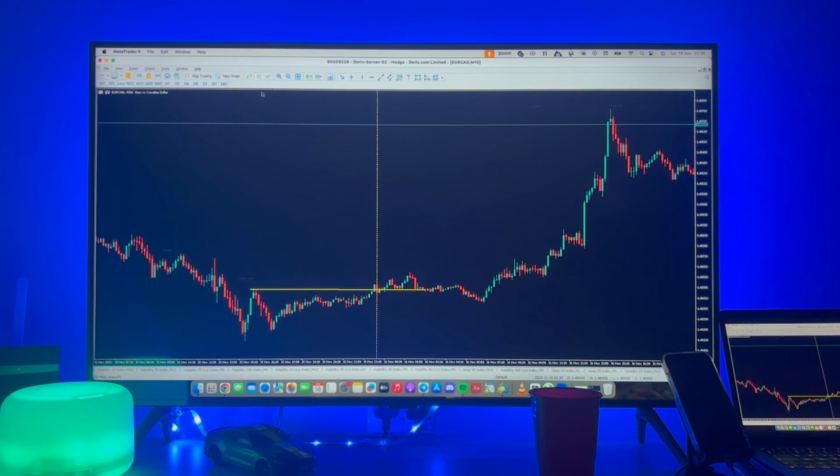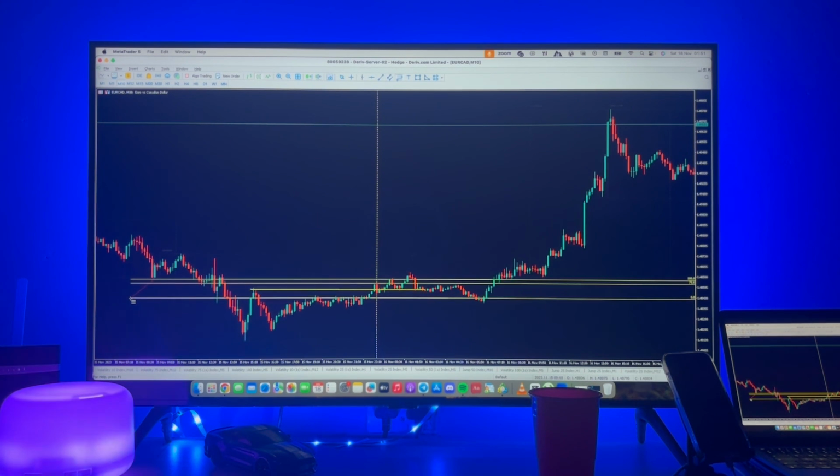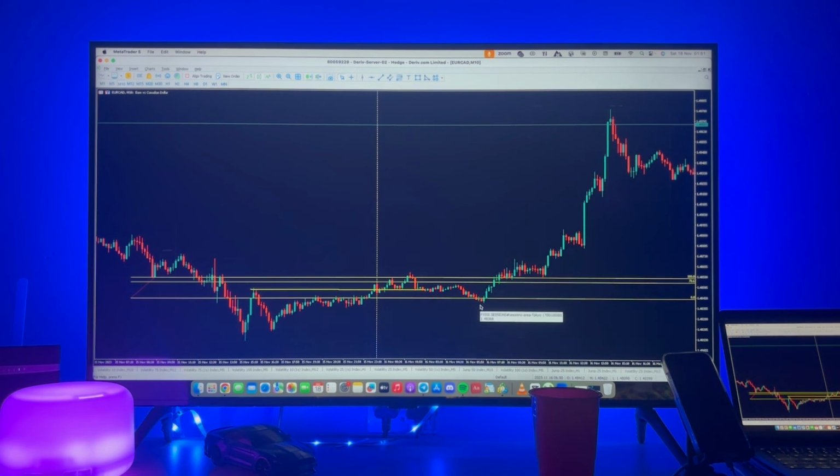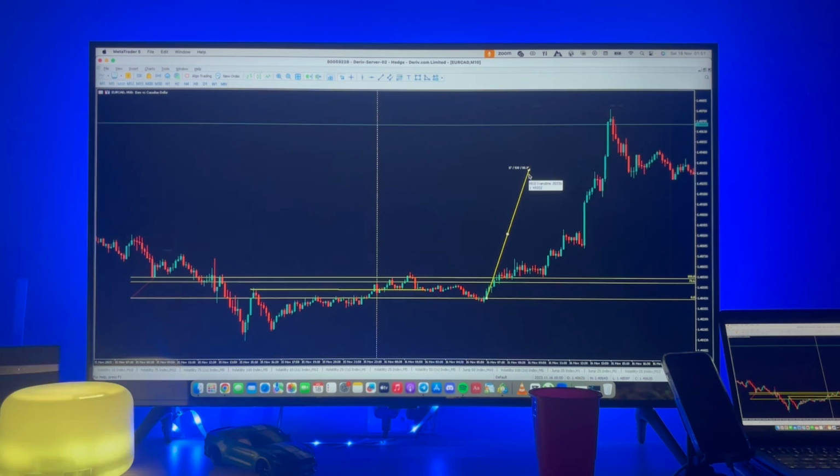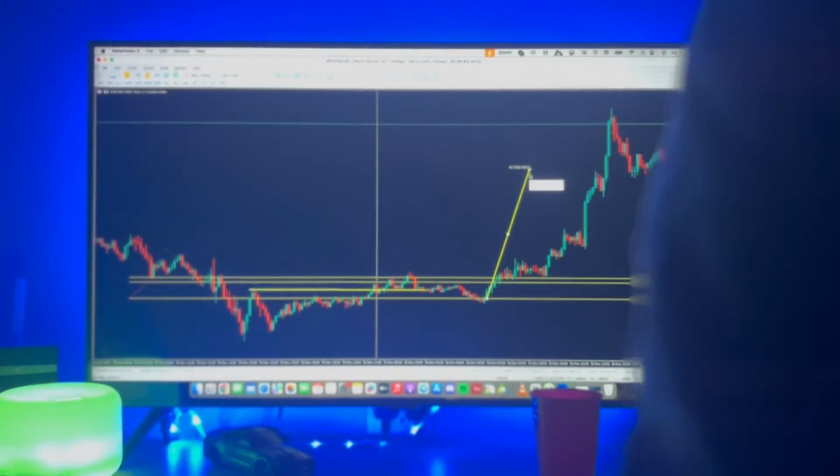So yeah, price did come below the Tokyo low, and it met with all our rules, and then look what it did. Pushed to the upside. Pushed to the upside. So yeah, man. Appreciate you guys.